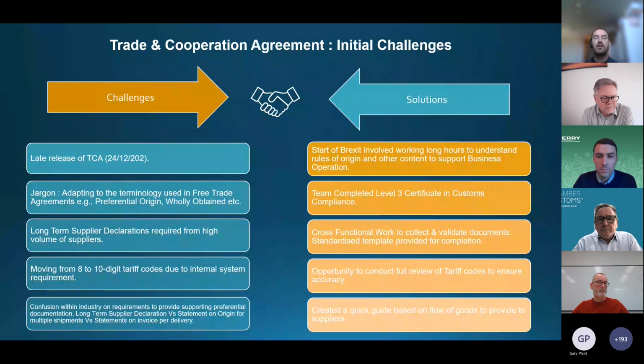And generally what we find is, at least within the food industry, there's quite a lot of confusion between our customers and suppliers on, based on which flow your goods are taking, what do you actually need? What do you need to get hold of if you're asked to provide evidence that your finished goods are preferential? So we faced a lot of questions, especially from suppliers around this point.